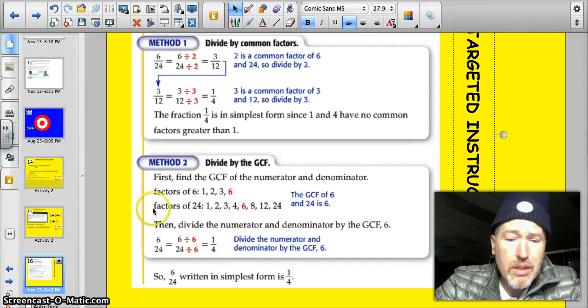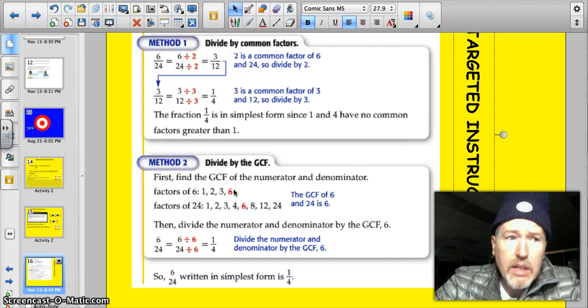A trick I use is I don't always factor the largest number. I just factor the smaller number. And I would ask myself, does 1 go into 24? Yes, it sure does. Does 2? It does. Does 3 go into 24? Yeah. Does 6 go into 24? Yes. 6 is my greatest common factor.